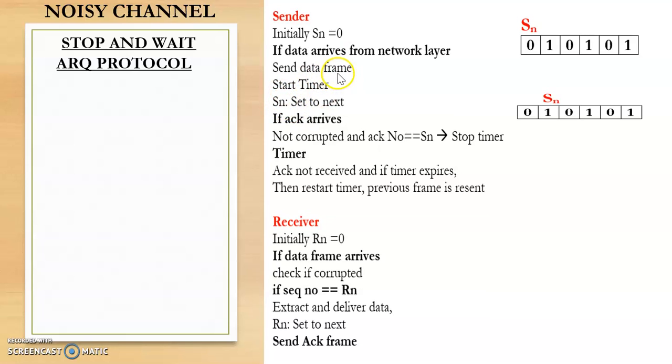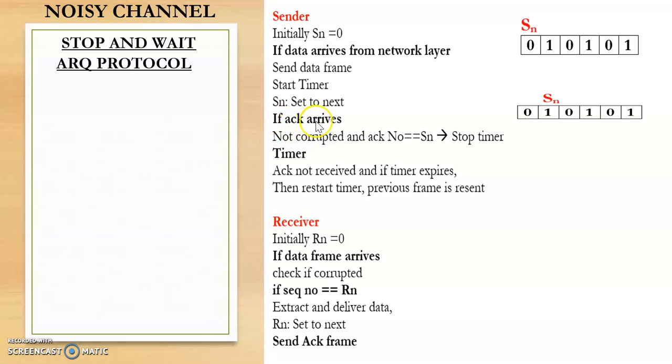Also, after sending the data frame, the Sn value will be set to the next sequence number. So initially Sn value was 0. So after sending one data frame, Sn will be set to the next sequence number, that is 1.